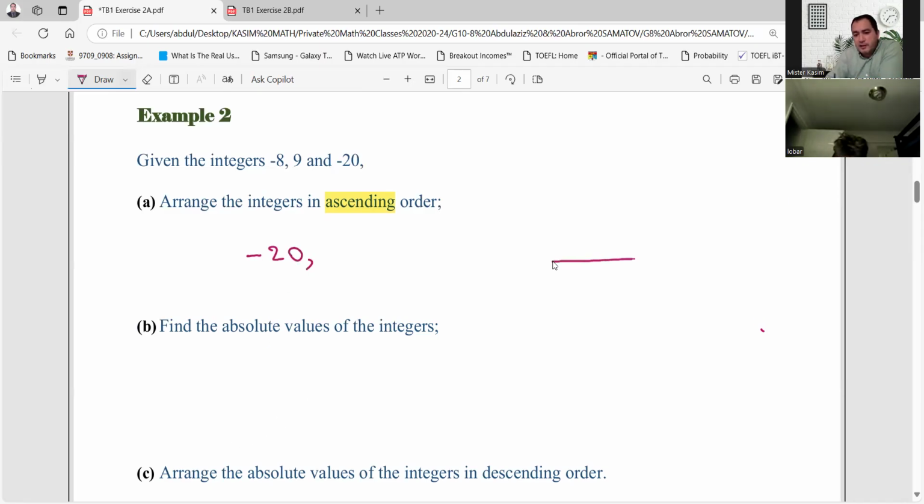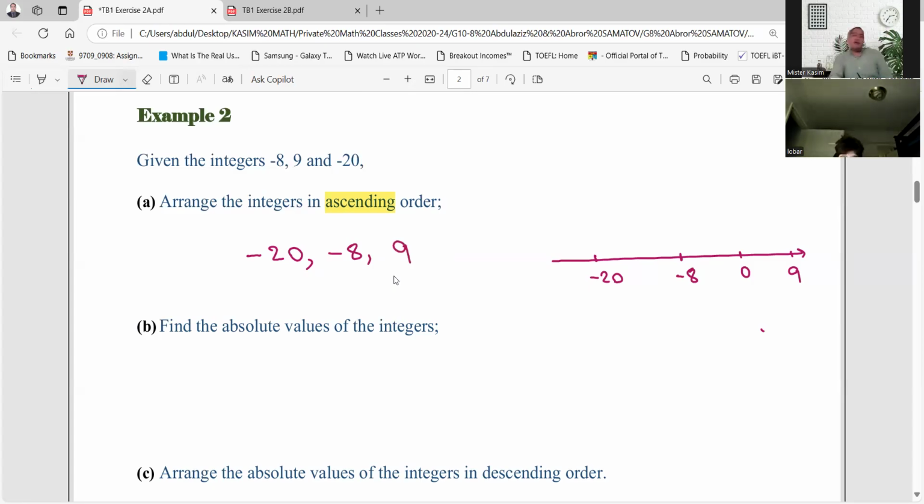Because on the number line, here we have negative 20, and moving to the right, here we have negative 8, and here we have 0, and here we have 9, right? As you move to the left, the numbers get more negative, which means they get less and less. So the smallest one is negative 20, the next smallest one is negative 8, and the largest of these numbers is 9.